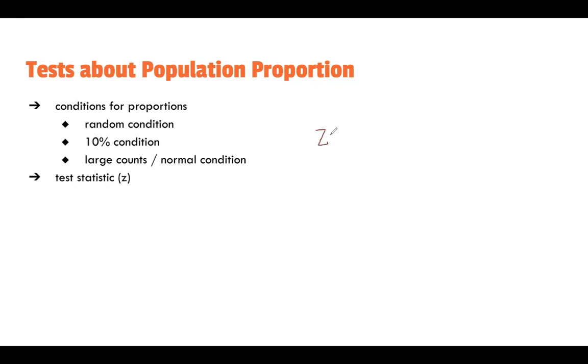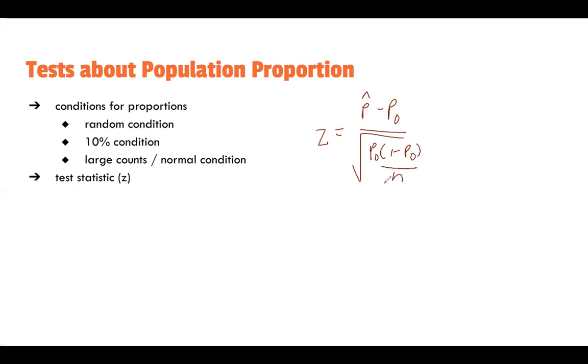The test statistic Z is going to be equal to, the general formula for test statistic is statistic minus parameter over standard deviation of statistic. For proportion specifically, it's going to be p hat, the sample statistic, minus p naught, the parameter, the null hypothesis proportion, over the standard deviation of the sample. And how do we find the standard deviation of a proportion sample? Square root of p naught times 1 minus p naught over n.